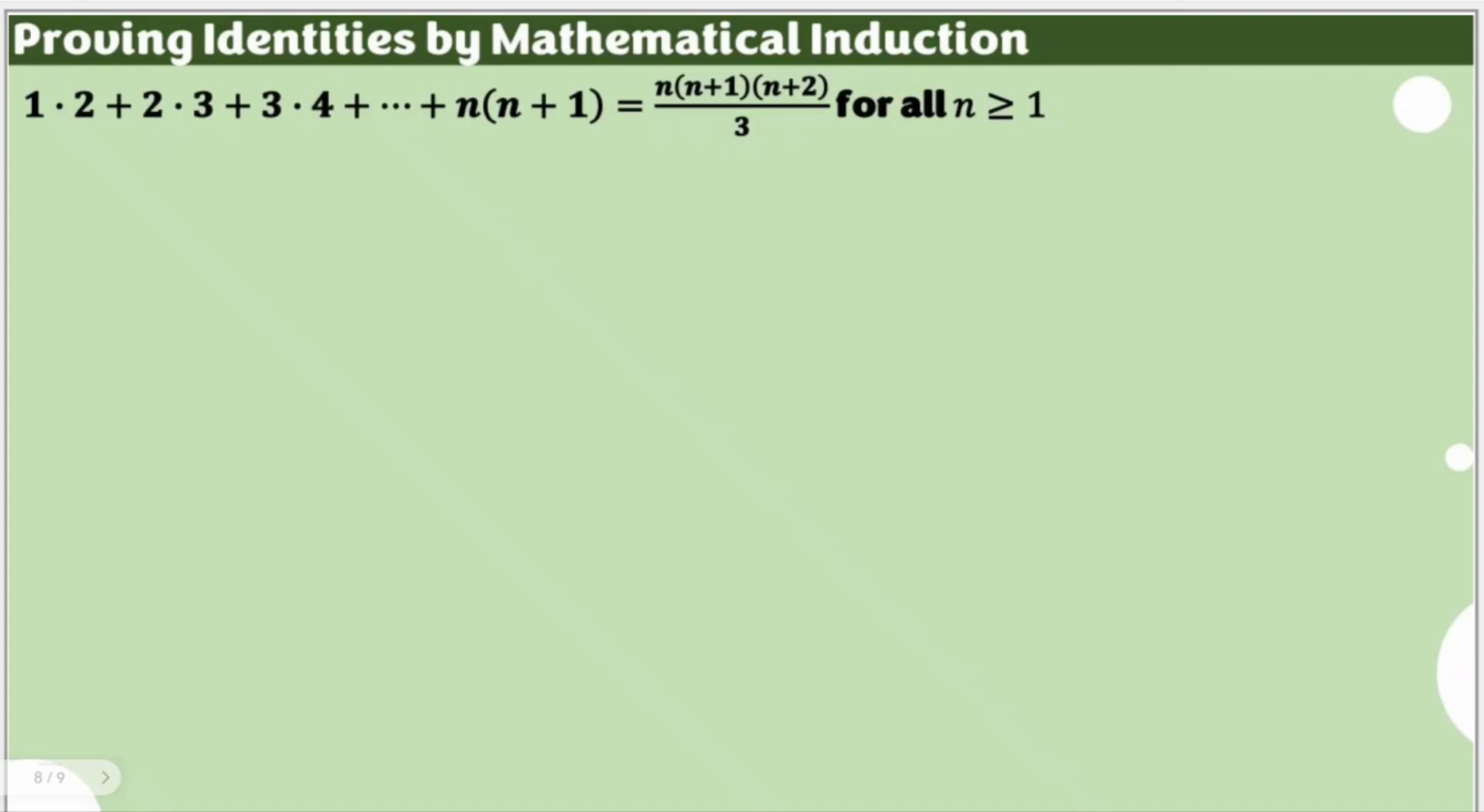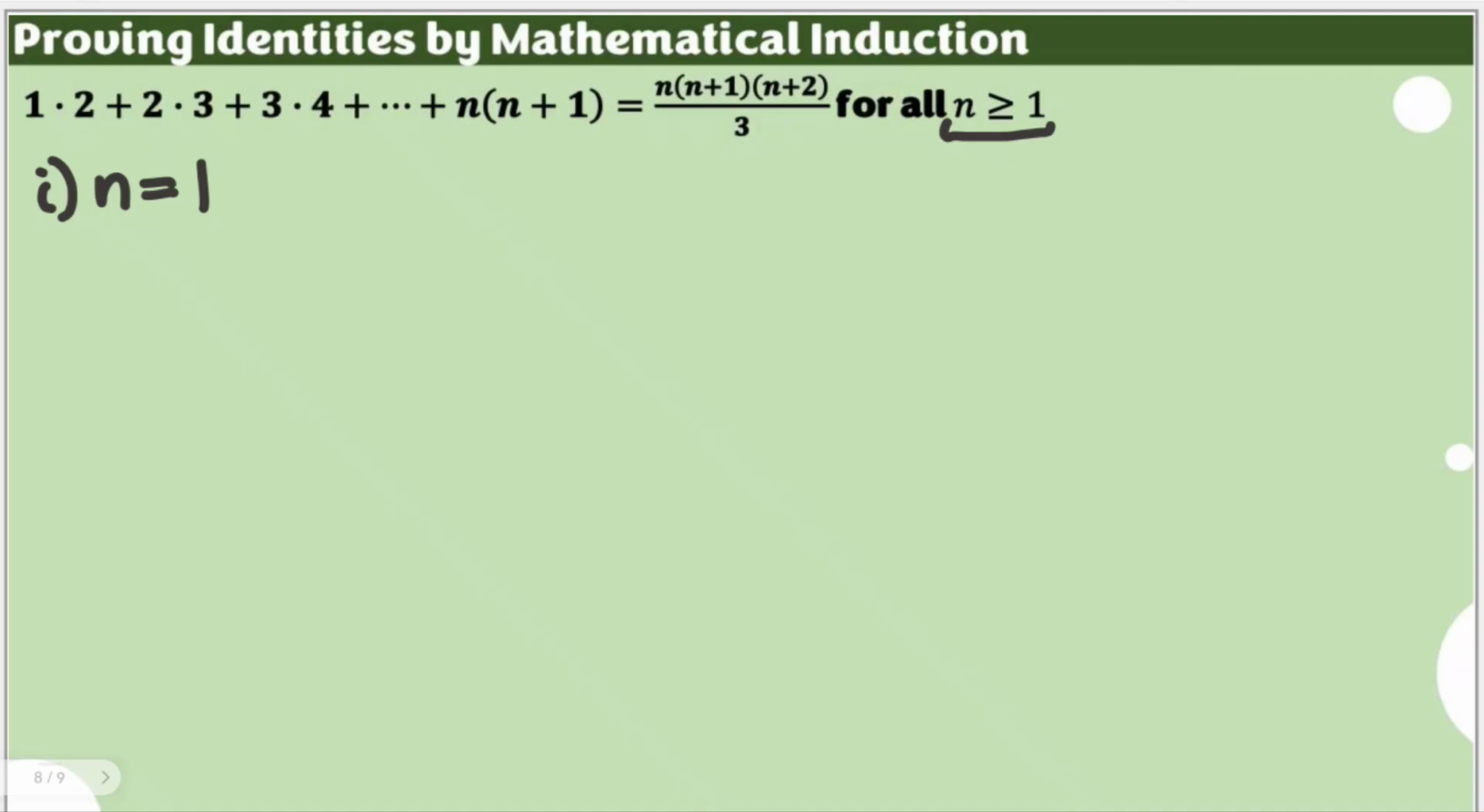Let's prove this identity using mathematical induction for all n greater than or equal to 1. Now, for some references, there are different styles or ways to prove this using mathematical induction, but it all boils down to just simple 3 steps. The first step here is we are going to check whether this identity is true when n is equal to 1, as this is the first integer expected on our identity. If this is not true, then there's no need for us to proceed to steps 2 and 3.